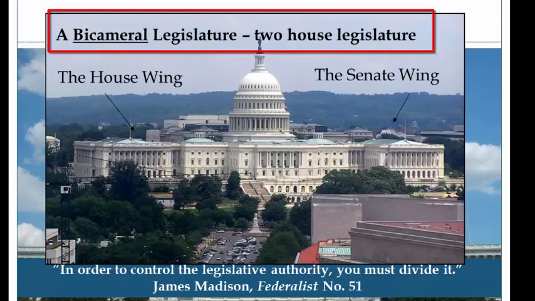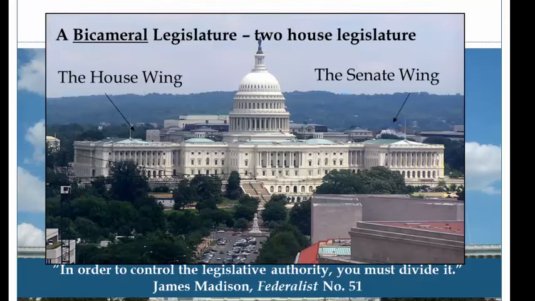And here is a term you need to know, which describes a two-house legislature, and that is bicameral. Now, bi means two like bicycle, two wheels, while unicycle means one wheel. Bi means two. So remember, this strange word bicameral is a two-house legislature.